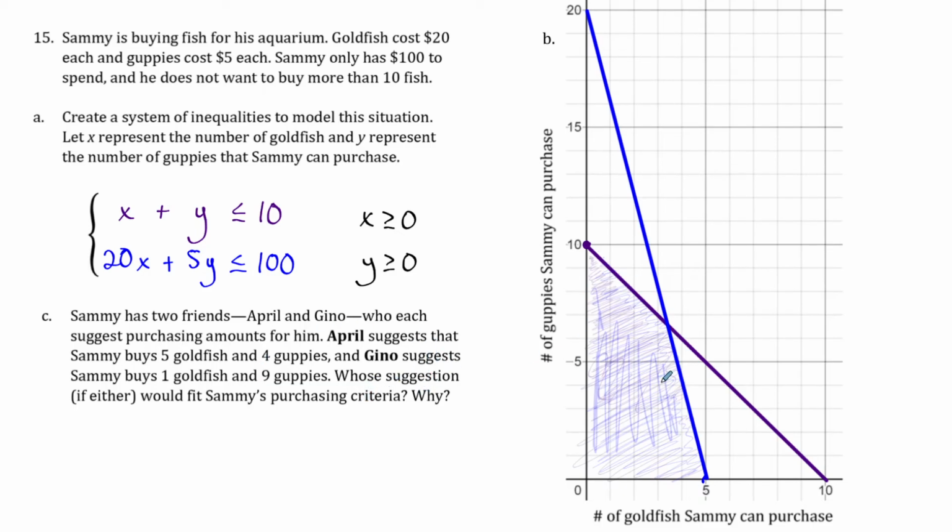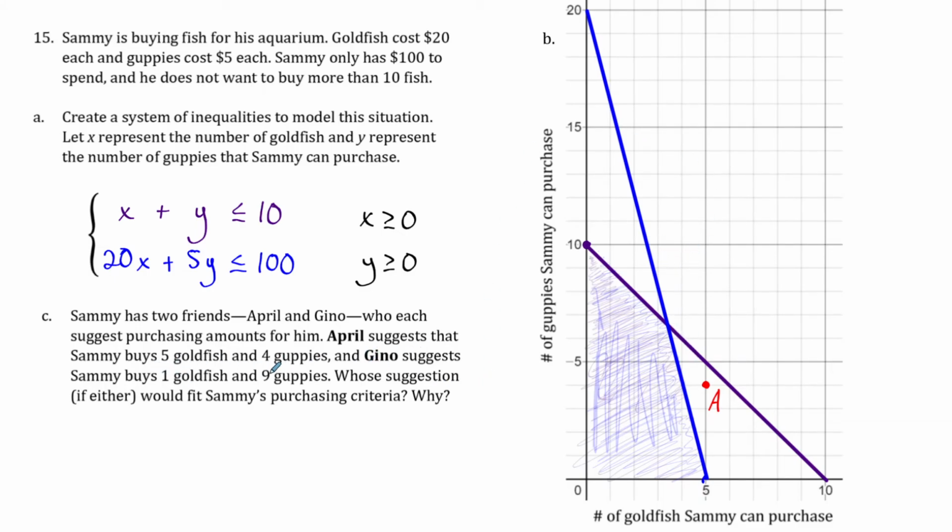If the whole point of this graphing was to find the shaded region of sets, let's check out April's suggestion and Gino's suggestion. 5, 4 is April's suggestion right here. Even though that was within the 10 fish, it looks like it exceeds $100. And actually, that's pretty obvious. 5 goldfish is already $100. So once you buy a single guppy, you're past $100. That's actually $120. So April, no good.